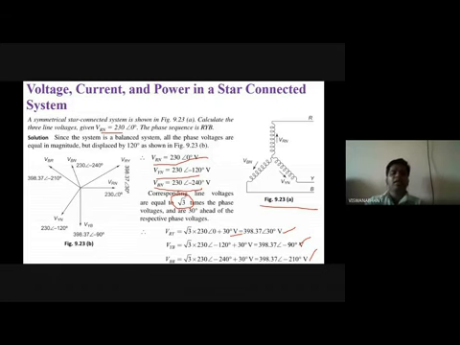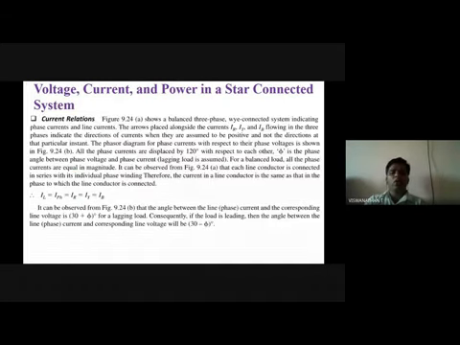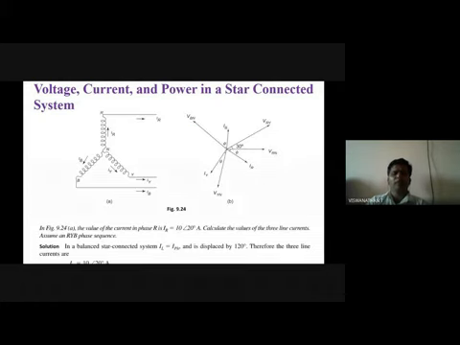So next one, current relationship. Here we all know they are also shifted by 120 degree, but here line currents and phase currents are the same because they are connected in the same wire. So both are same. Again they are giving one problem. IR is equal to 10 at an angle of 20 degree. So we need to do the same thing. Here line current and phase current are same, so we directly write the answer. So this 2 mark question may come.